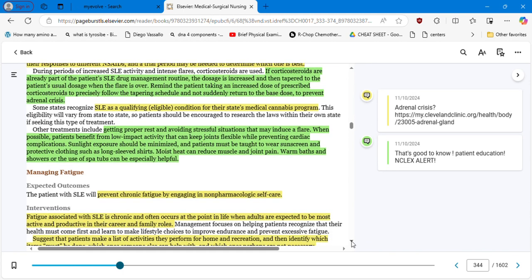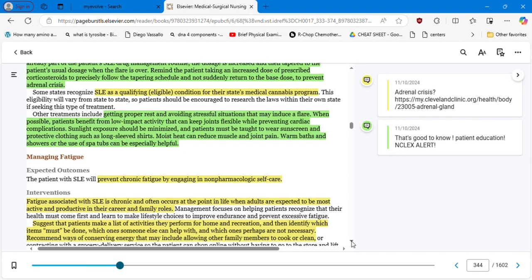Some states recognize SLE as a qualifying eligible condition for a state's medical cannabis program. So there you go, there is another type of treatment. So far we mentioned acetaminophen, NSAIDs, corticosteroids, and then the possibility of cannabis. Most important is to get proper rest and avoid stressful situations that may induce a flare, from family, finances, and psychological issues. You need to work with the patient to follow the best stress management possible.